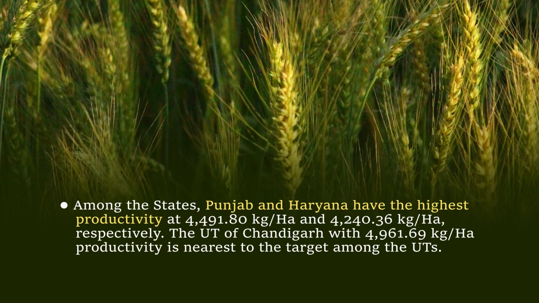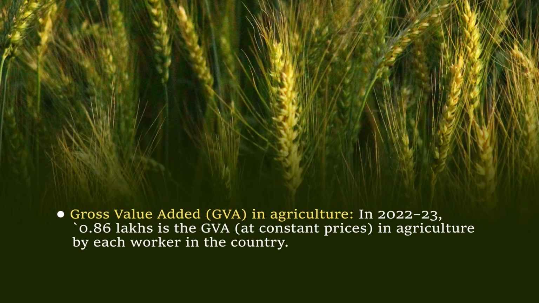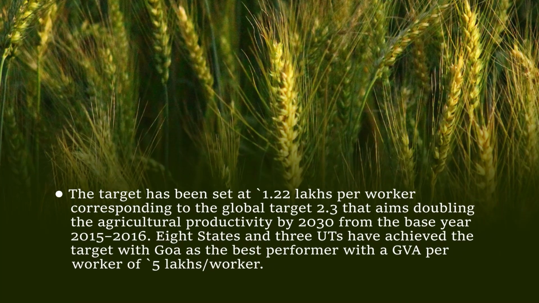Among the union territories, Chandigarh is the highest with 4,961.69 kg per hectare. When you talk about gross value added in agriculture, in the 2020 to 23 data, 8 states and 3 union territories have achieved the target, with Goa the best performer with a GVA of 5 lakh per worker.